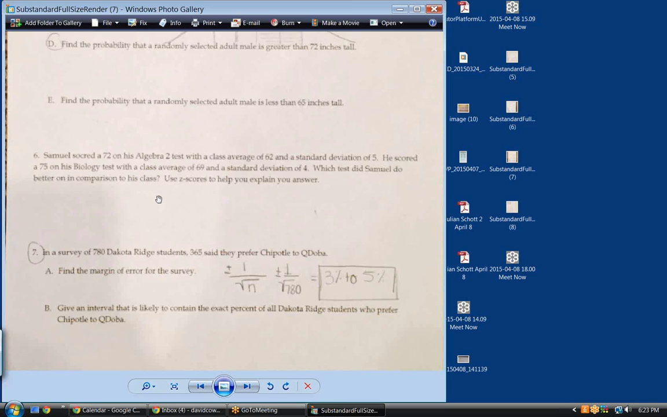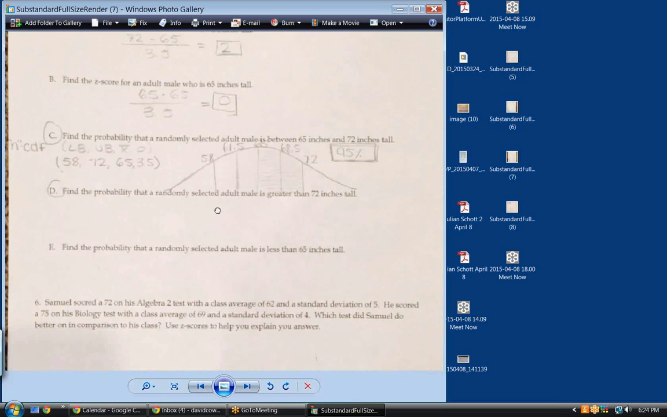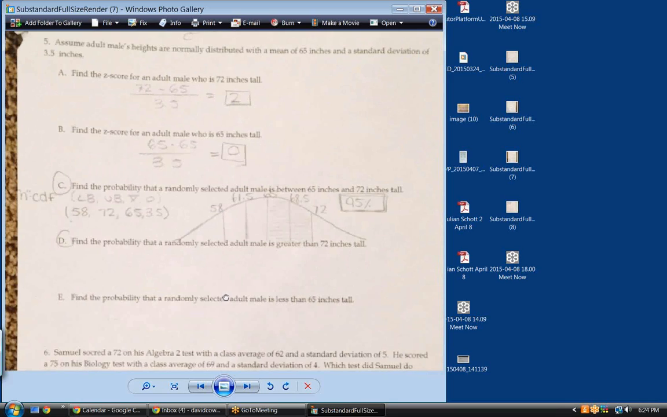So let's figure out his Z-score on the first test. On the first test, that would be the same score of 72 on his Algebra 2 test with average and standard deviation. Wouldn't the Z-score be 72 minus 62 divided by 5?